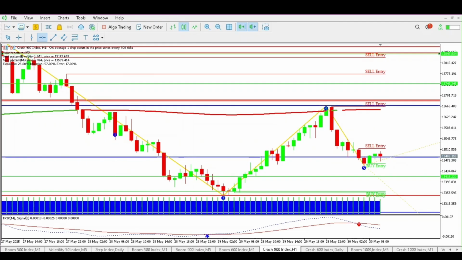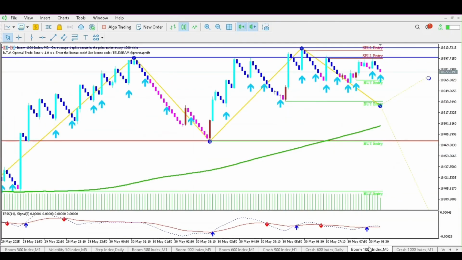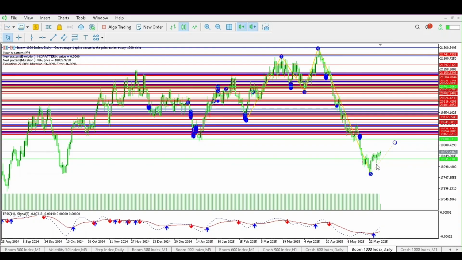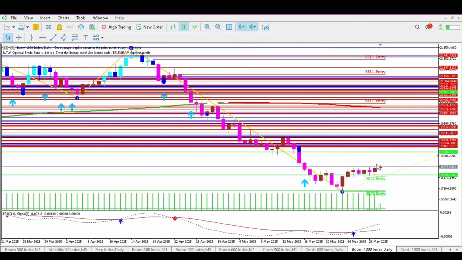So I am now opening Boom 1000. Boom 1000, according to M5, it's looking like this. So we have to check on the daily time frame before we do anything. This is our daily time frame, guys, and our daily time frame is promising us that the market is moving, because if you check clearly on this chart, these are the bullish candlesticks, and as you can see, this one managed to close above the body of this one.